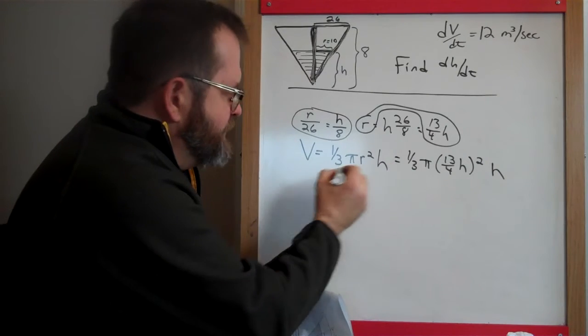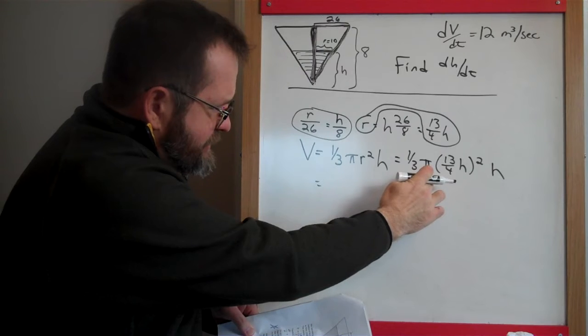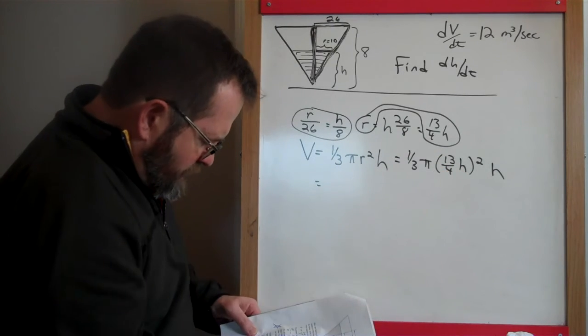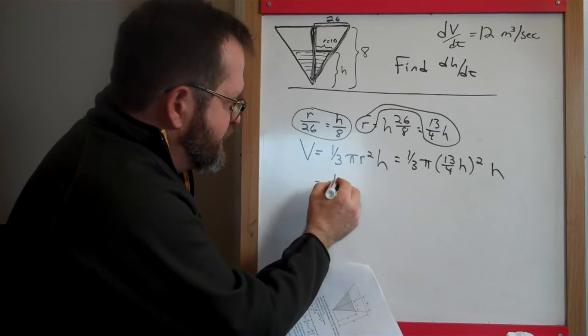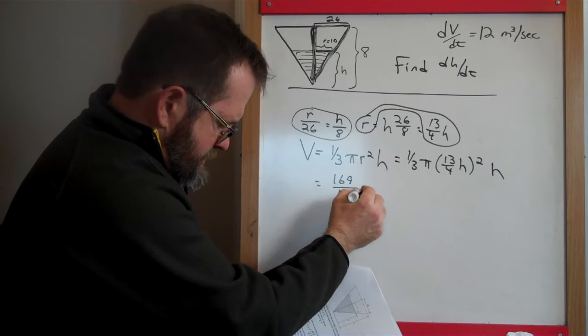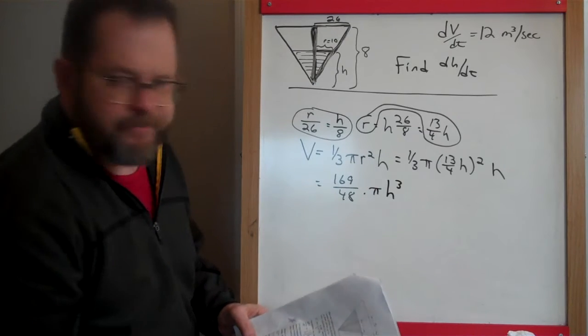Okay. This is pretty messy here. This 1/3 pi r, this will be 169 over 16 h. But with a little bit of rearranging here, you can work through on the handout if you want to. You can see this works out to 169 over 48 pi h cubed.